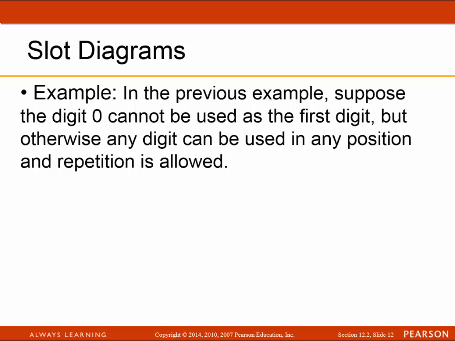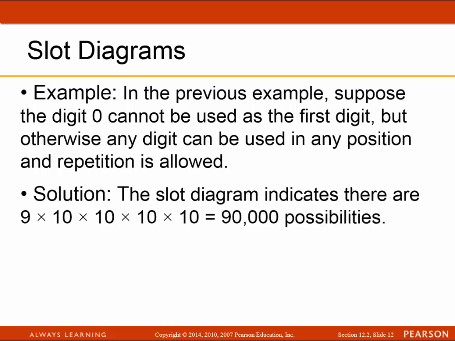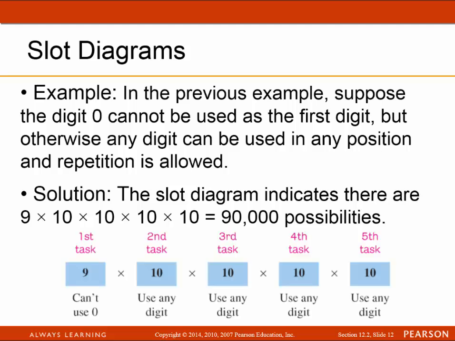Now, in the example before, we can use any digits. But suppose that you can't use 0, right? So 0 cannot be the first digit. But otherwise, any digit can be used in any position, and repetition is still allowed. In that case, since we only have 9 choices for the first one, it's going to be 9 times 10 times 10 times 10 times 10, which is 90,000 possibilities. And then, using the slot diagram, here we do the same thing. We can't use 0, so we only have 9 choices. But then the rest of them, we can use any of them, and that gives us the 90,000 choices.